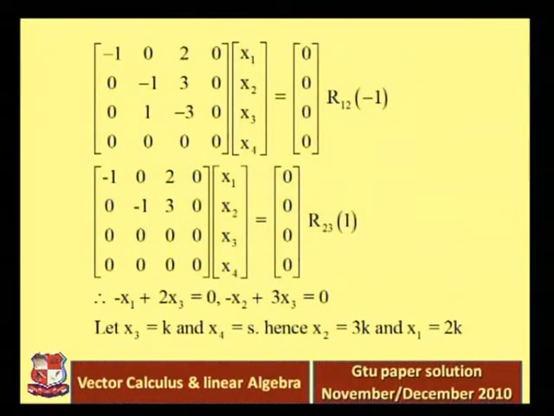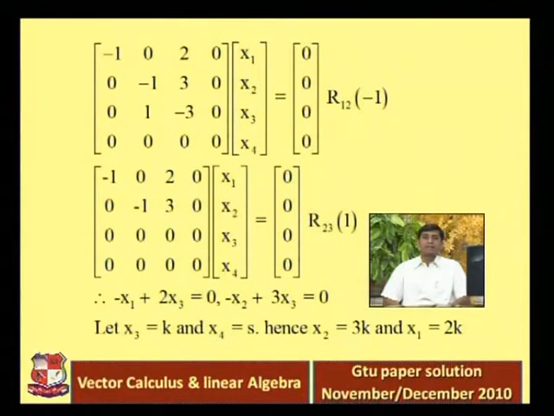So from this matrix you will get minus x1 plus 2x3 is equal to 0, minus x2 plus 3x3 is equal to 0. Okay, and you have a leading entry in the first column and second column. In the third and fourth columns you don't have a leading entry, so that's why we suppose x3 is equal to k and x4 is equal to s.